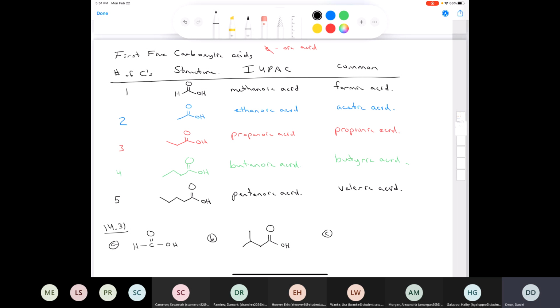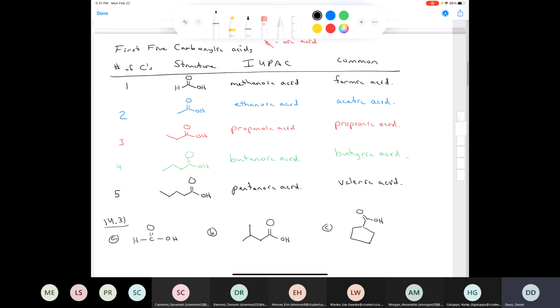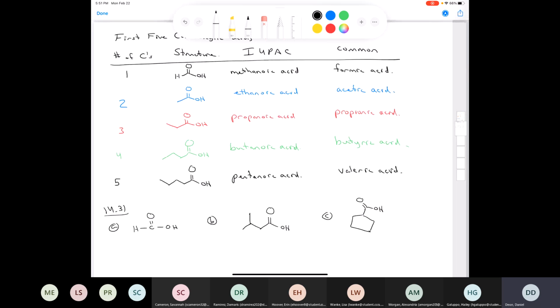There we go, and C is this one. All right, I'll give you a second to look at those and see if you can come up with an IUPAC name and a common name for all of you. You can start with the IUPAC, you can start with a common. I'll give you a second. While you're doing that, I'm just going to grab a drink of water.